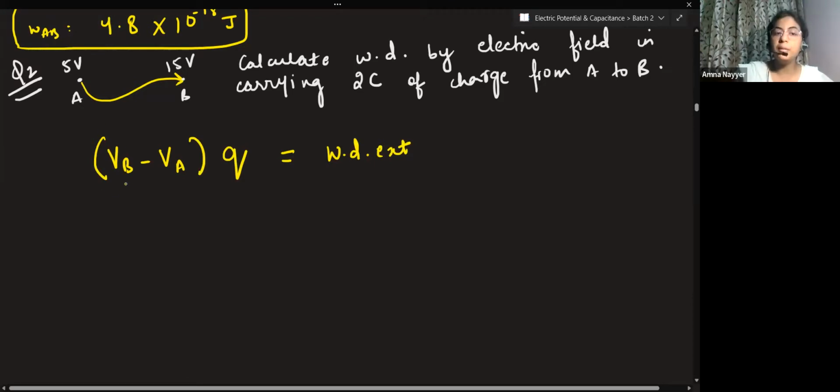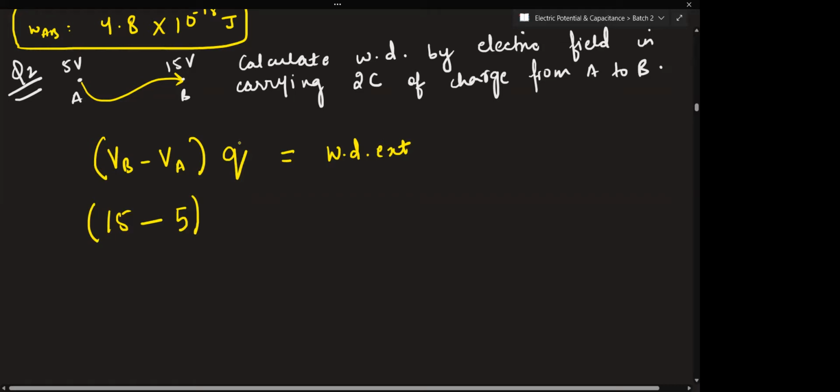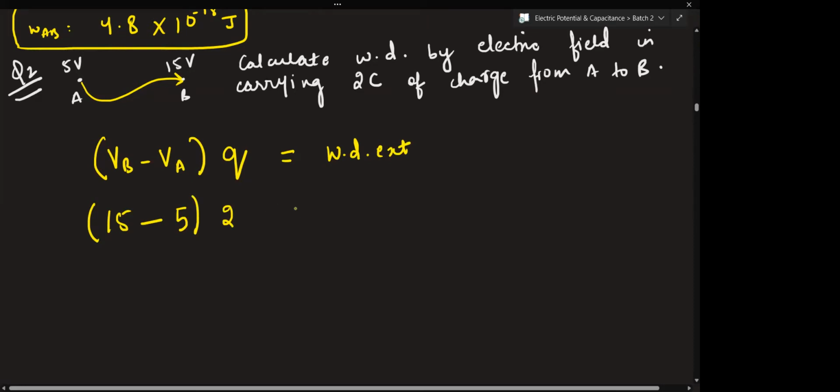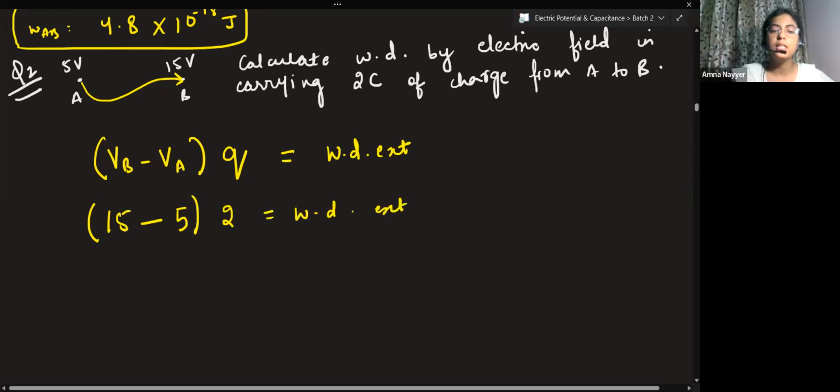So VB is given to us as 15 volts, minus VA is given to us as 5 volts. Sorry, I said coulombs, I mean voltage. 15 volt minus 5 volt. Zaid, what is the charge that I should take? It's 2 coulombs, just 2 coulombs, okay. This is the work done by the external force. So 15 minus 5 gives us 10. 10 multiplied by 2. So work done by the external force is 20.